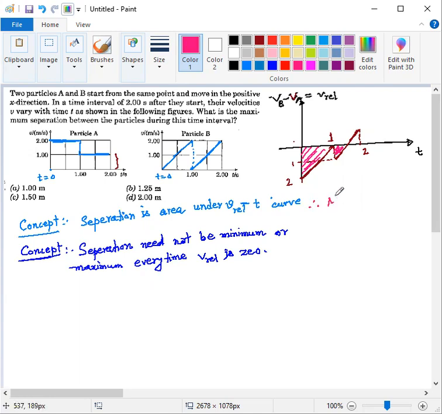So maximum separation equals half into 1 into 2, which is the area of this one, plus half into 0.5 into 1, which is the area of the second one. The first part is 1 and the second part is 0.25.